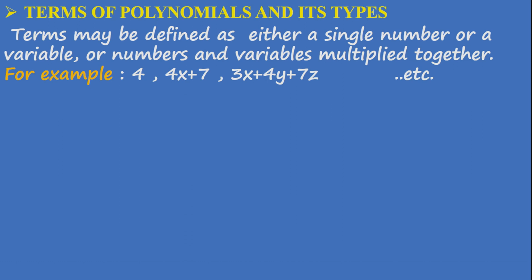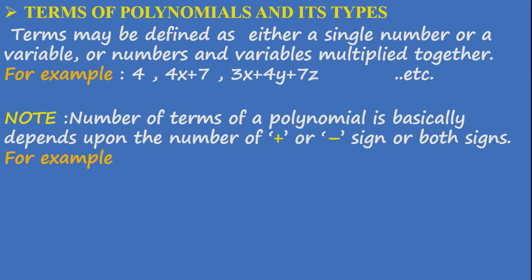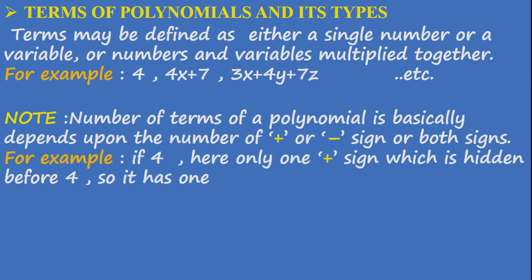Now if someone asks you how many terms are in a polynomial, to answer that question, what we have to do is check the number of plus or minus signs in that polynomial, which decides the total number of terms in the given polynomial. Now we take an example here, 4. In 4 we have one plus sign which is hidden there, right? So it means that one term is in this polynomial.